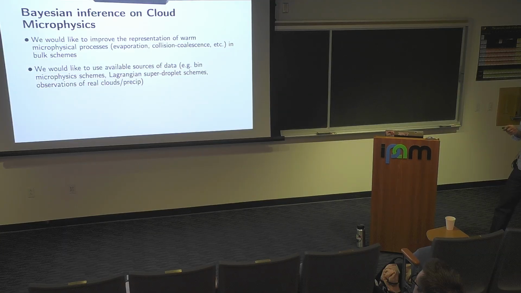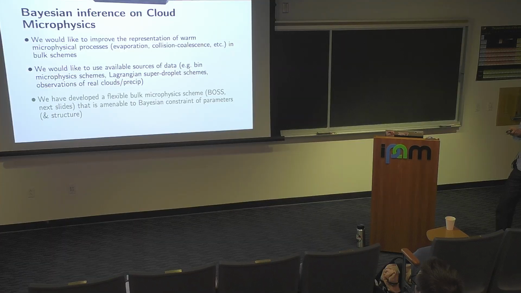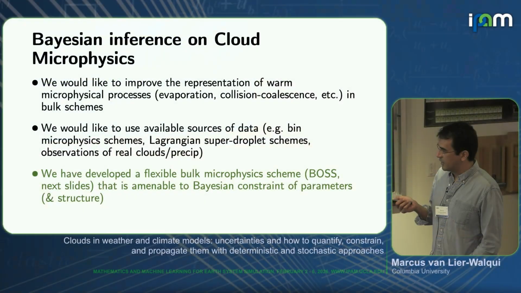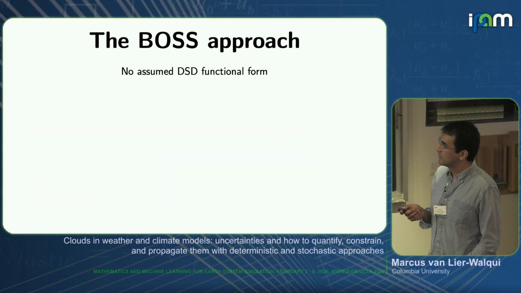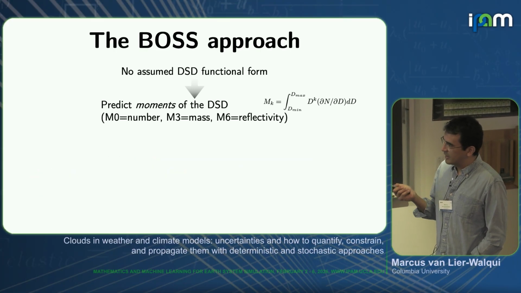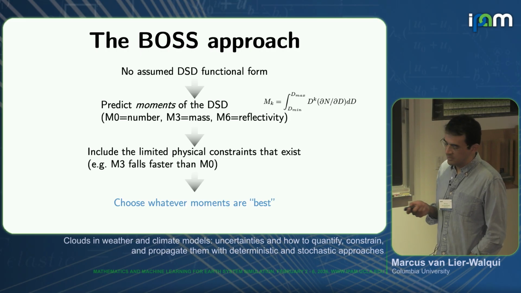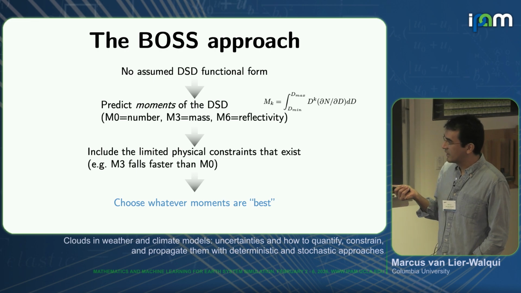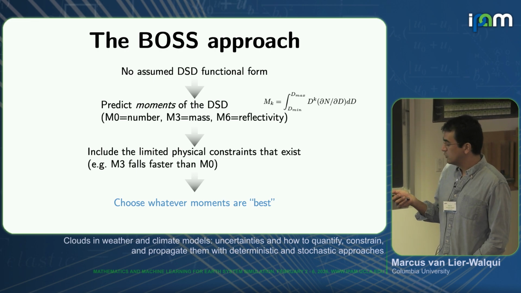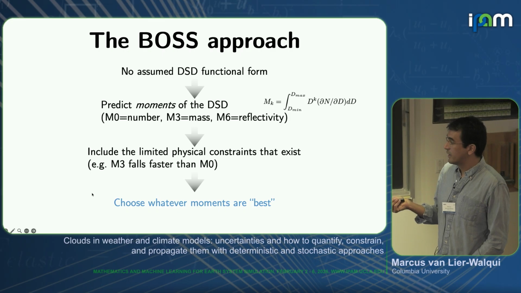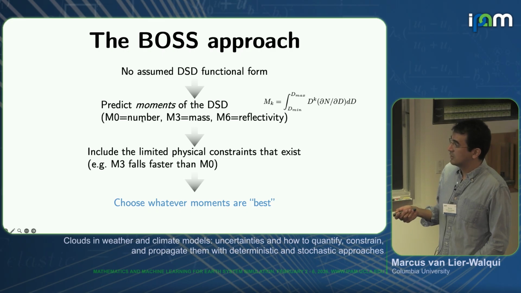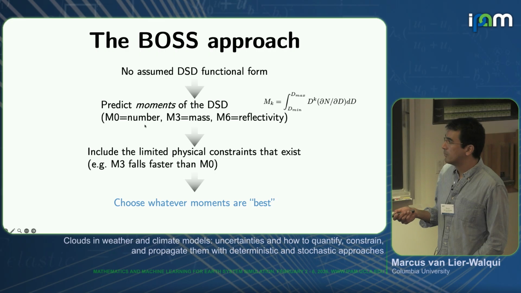Okay, so we'd like to improve some of these processes. We want to use data, including reference models that are a little bit better than our bulk models. And we've developed an approach that does this. Again, I'm going to skip through. So we try to get rid of a lot of structural assumptions and then use data to constrain things. And we have some flexibility here that we can choose different physical structures. So we can choose whatever moments of the size distribution, where moments are defined this way, are best. We don't have to just use the traditional choices of number and mass.